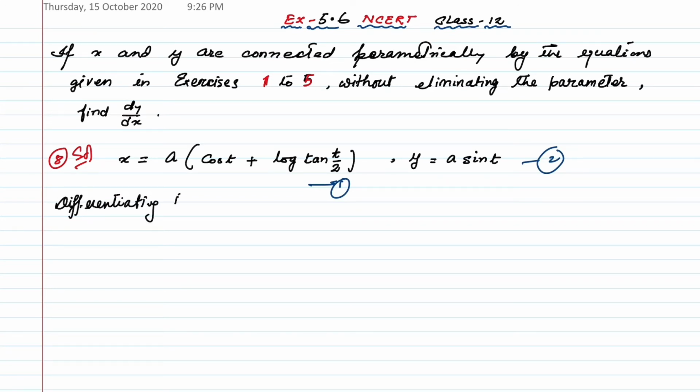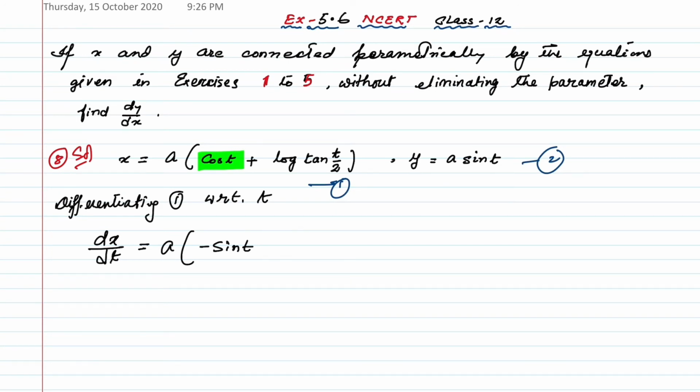Differentiating 1 with respect to t. So if we differentiate, then we will get dx by dt is equal to a, that's going to be minus sin t. If you differentiate cos t, you will get minus sin t, isn't it?